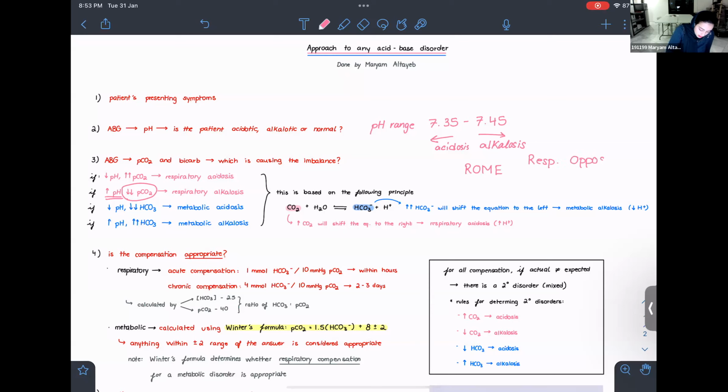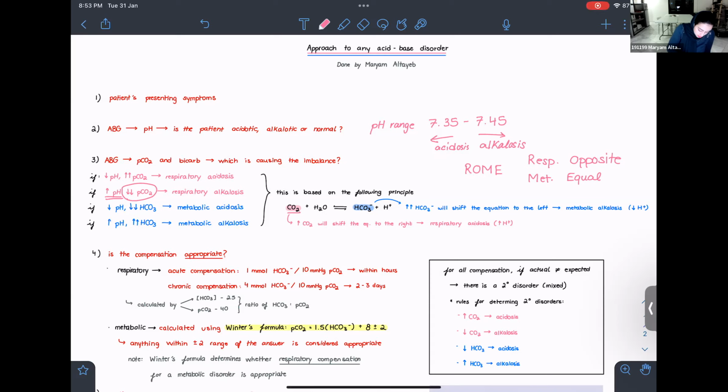So respiratory alkalosis and acidosis. I used one more S than necessary. And metabolic is equal or the same. So here we're just talking about the direction of the arrow. You see how here it's opposite. So similarly, respiratory alkalosis. What's going to happen?